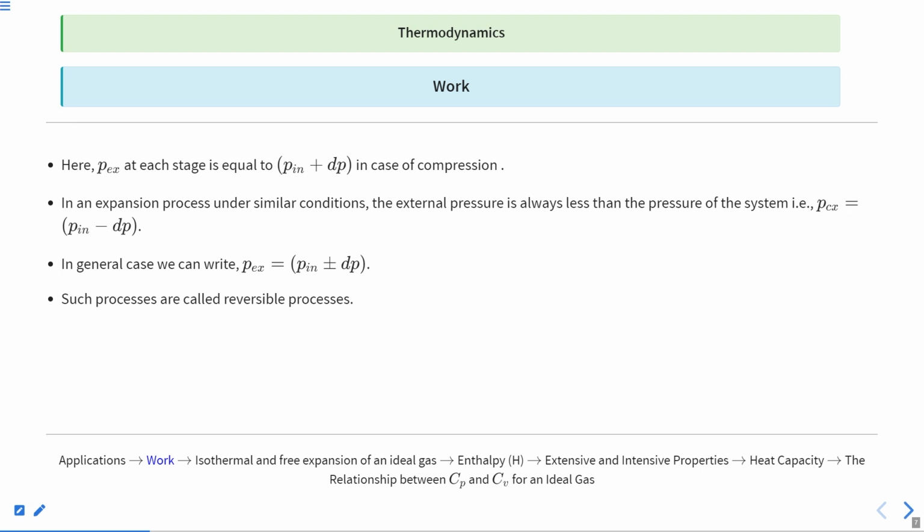Now suppose here P external at each step is equal to P internal plus dP. So what is the meaning of this? I have said that we are doing it in multiple steps. We are applying a very small amount of pressure, and we are moving through a very small volume. Okay, so that is the case. Now your P external is almost equal to the P internal plus dP. So let us first try to understand this.